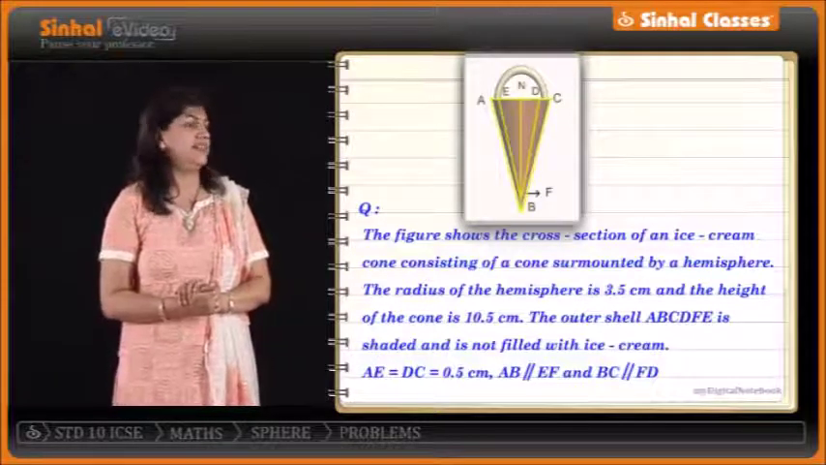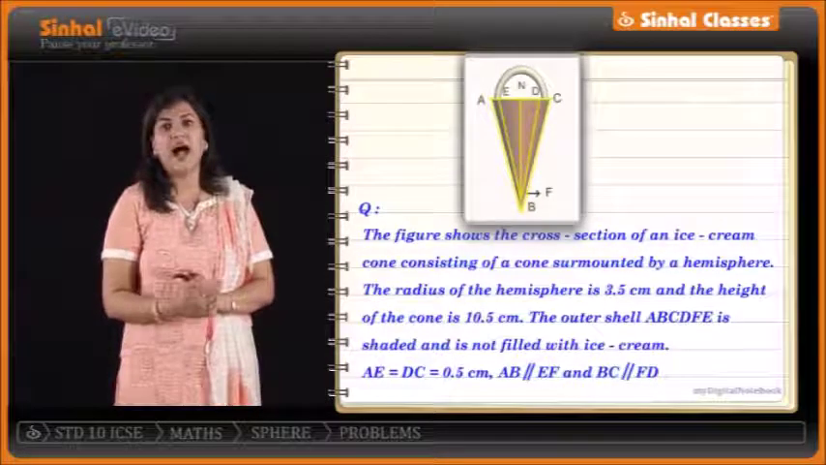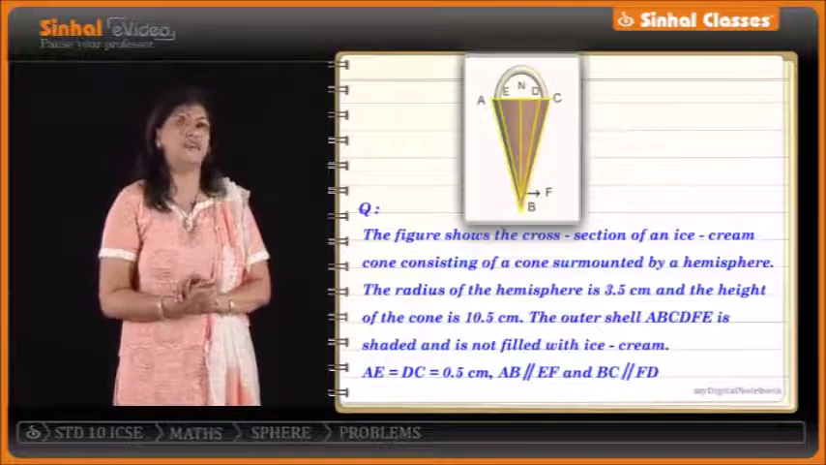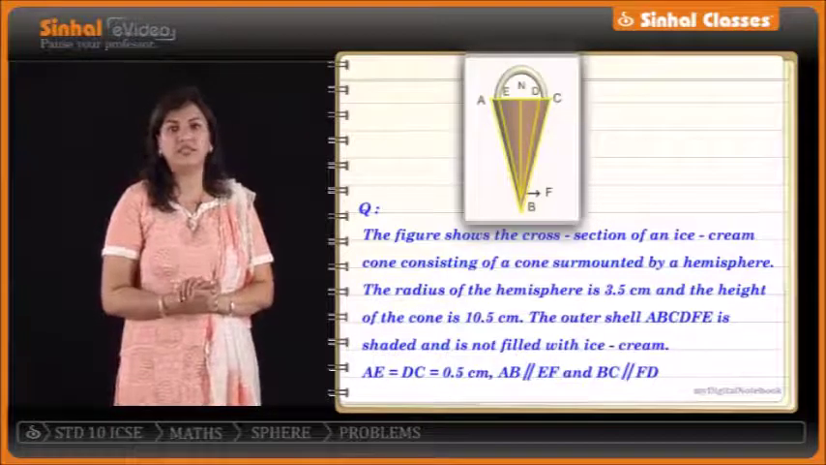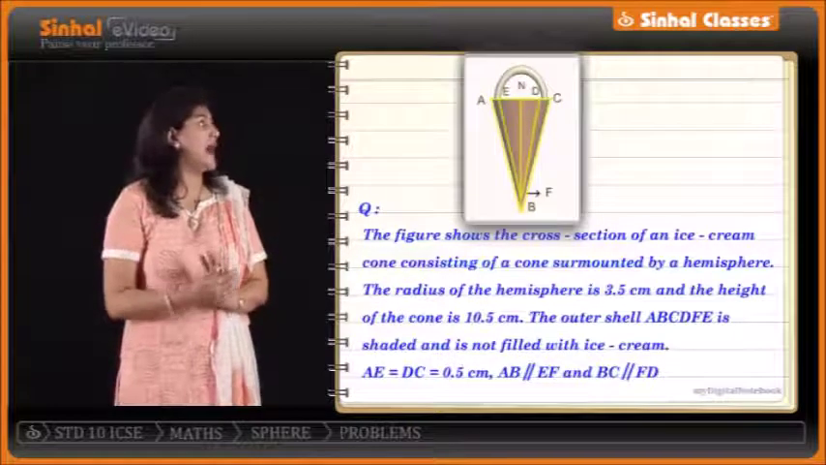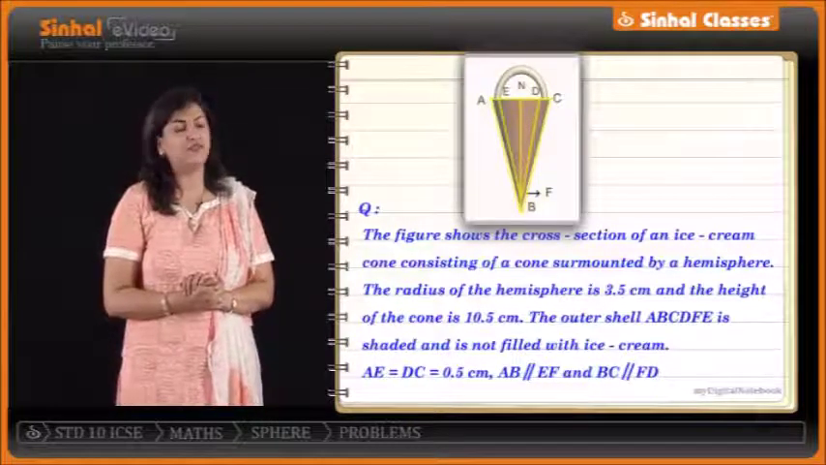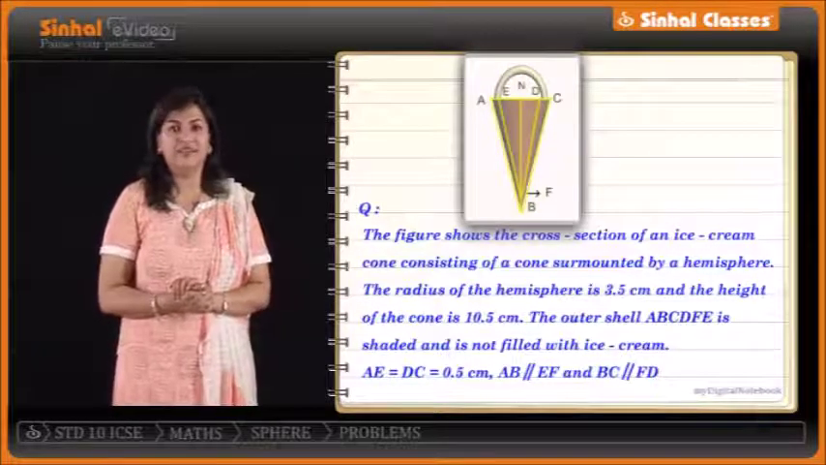The outer shell ABCDFE is shaded and is not filled with the ice cream. Now we are given that AE is equal to DC is equal to 0.5 centimeter, and AB is parallel to EF and also BC is parallel to FD.